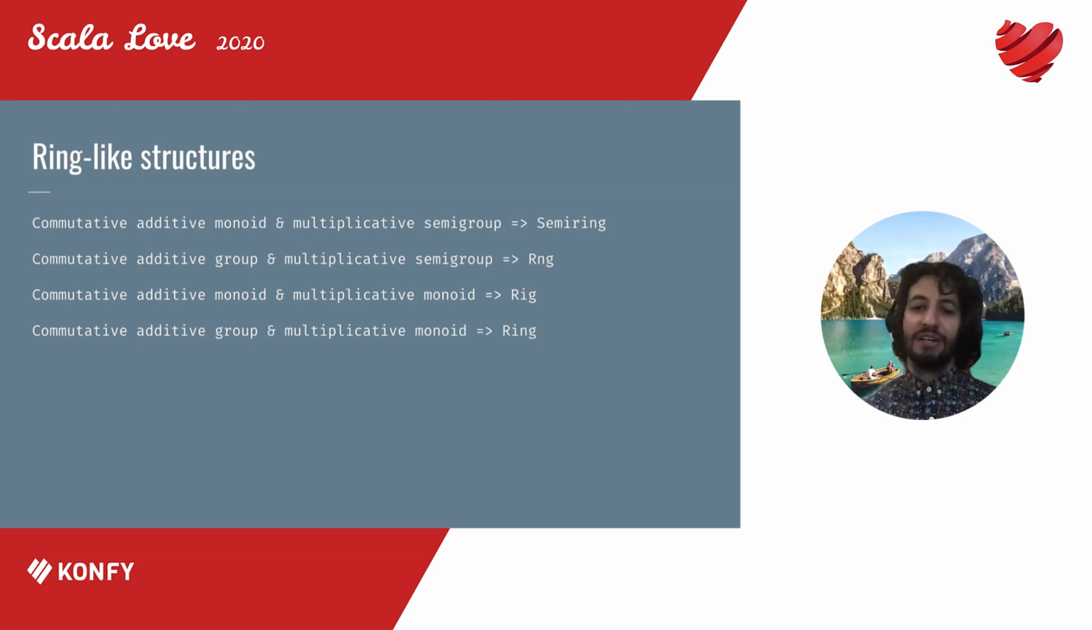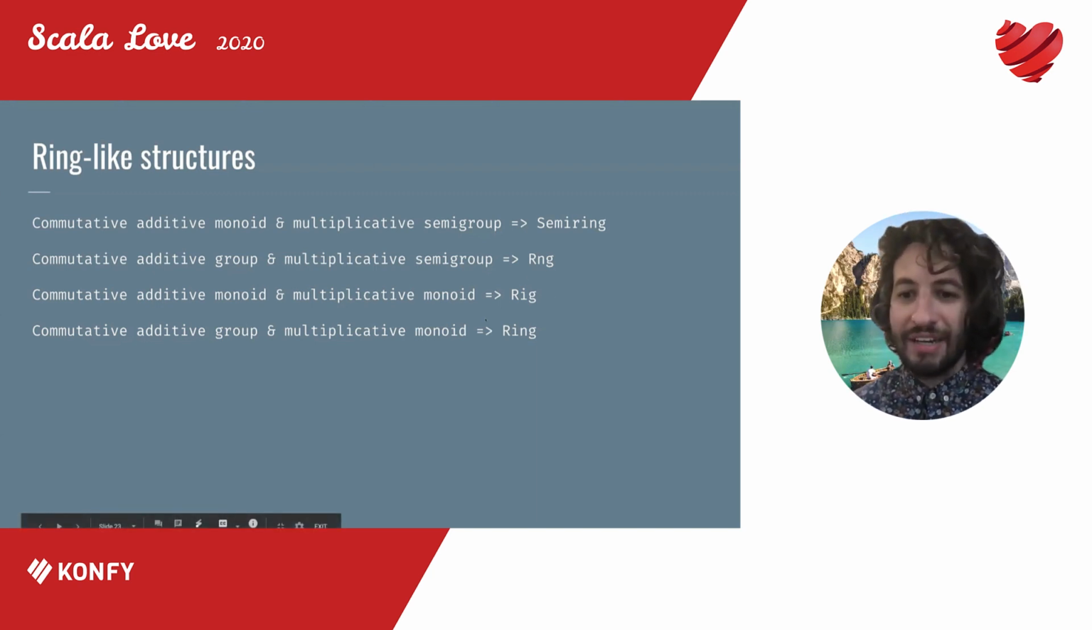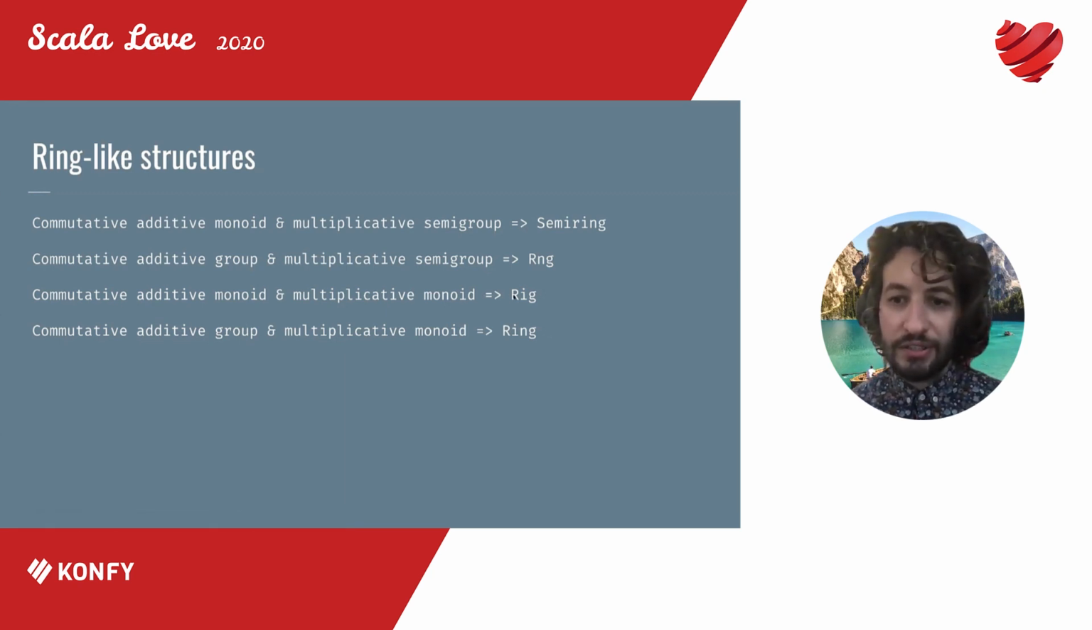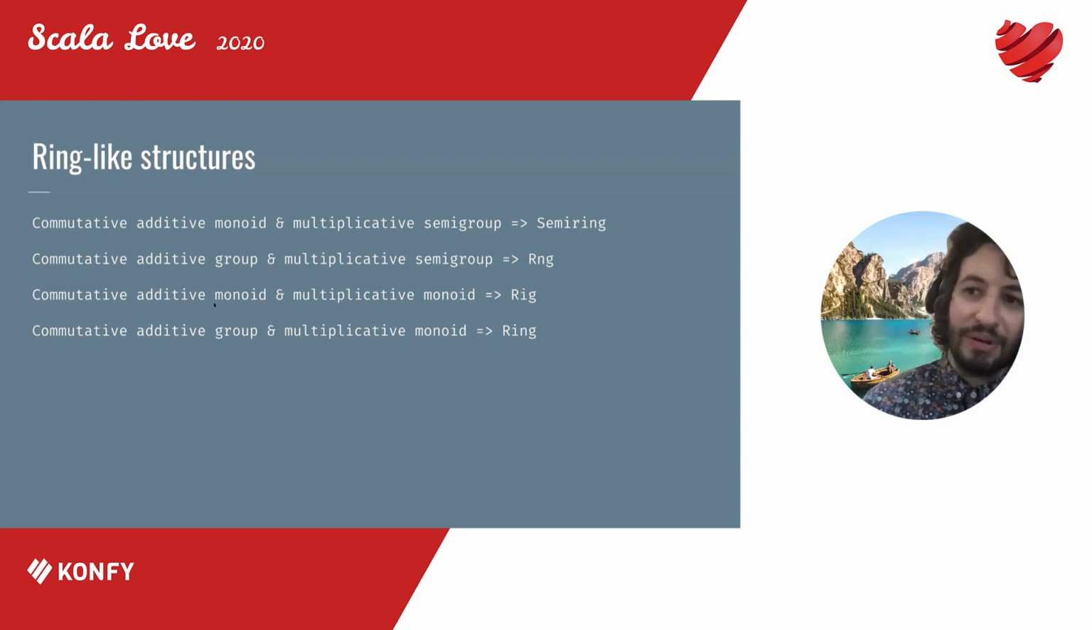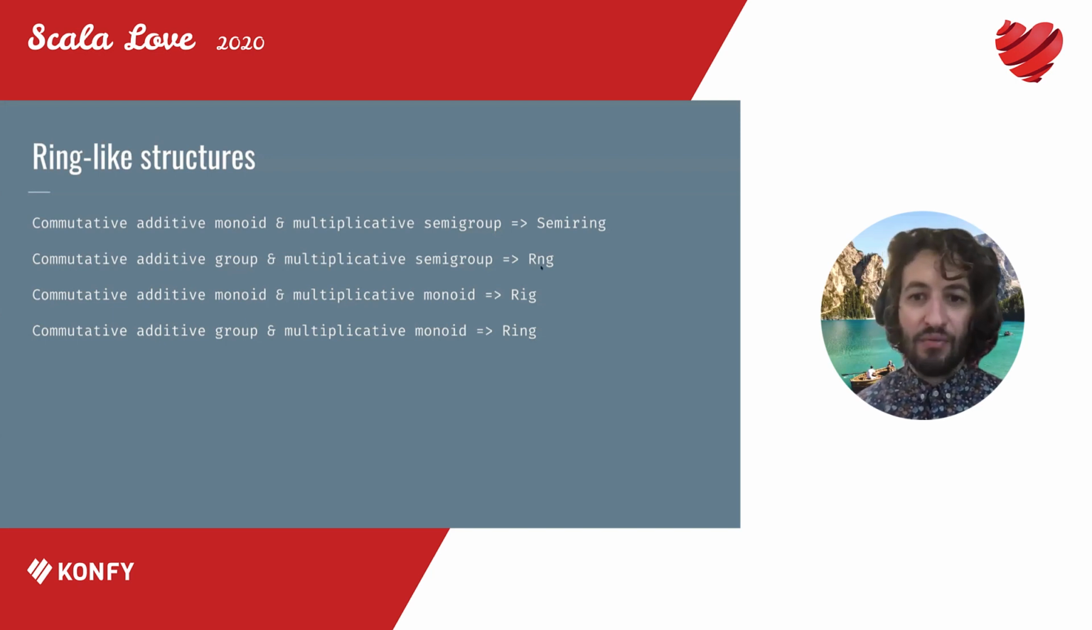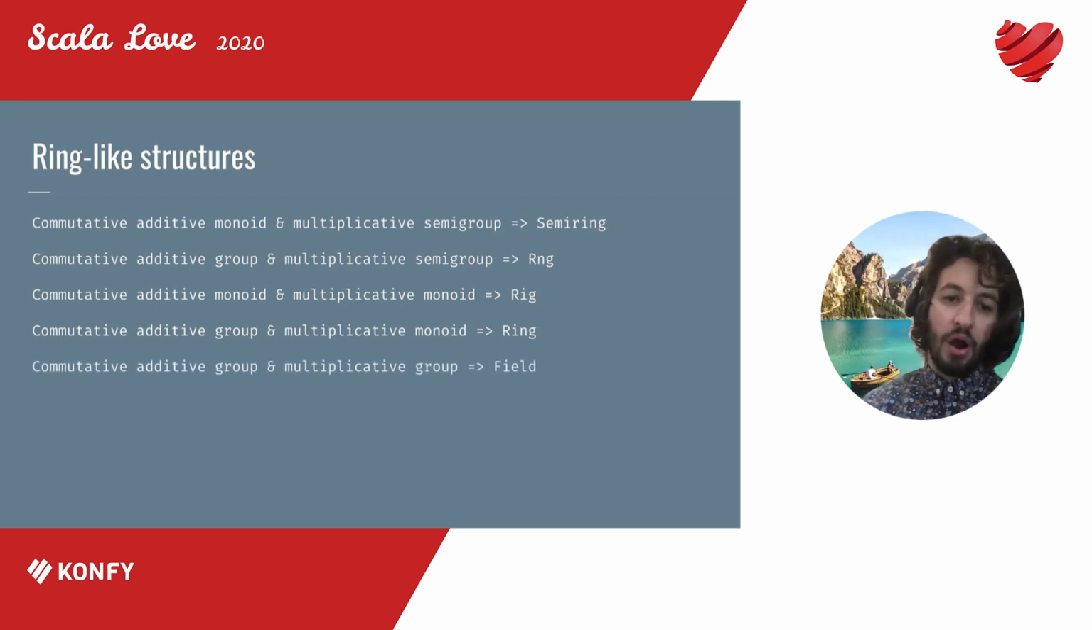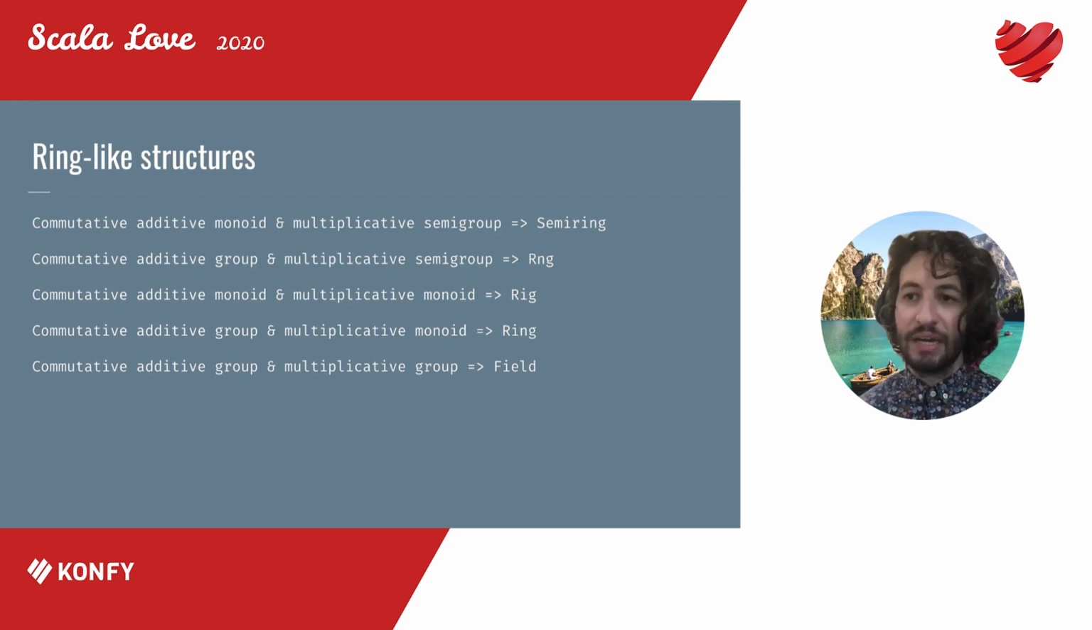And you can kind of see where these names come from, rung and rig, by basically saying rig is a ring without the n, without negation, right? Because it's only a monoid on the additive side, so you can't negate. And rung is a ring without the i, without the identity, because it's just a semigroup that doesn't have an identity. So that's something you can remember if you want. And then if both are groups, right, if we can call the inverse on both of these, we get what's called a field. So those are ring-like structures.